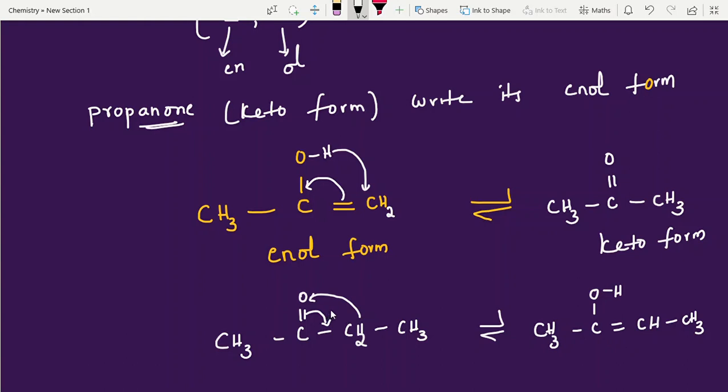Actually, some of the students are writing the methyl group here also, that is not stable. This is more stable because of the more acidic hydrogen. Active methylene group. Active methylene group is more acidic. That's why shifting here gives the more stable product. Okay. This is tautomerism, students.